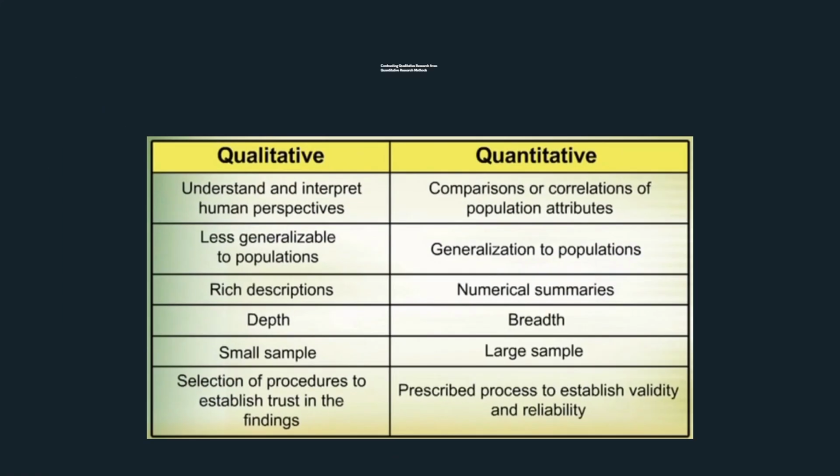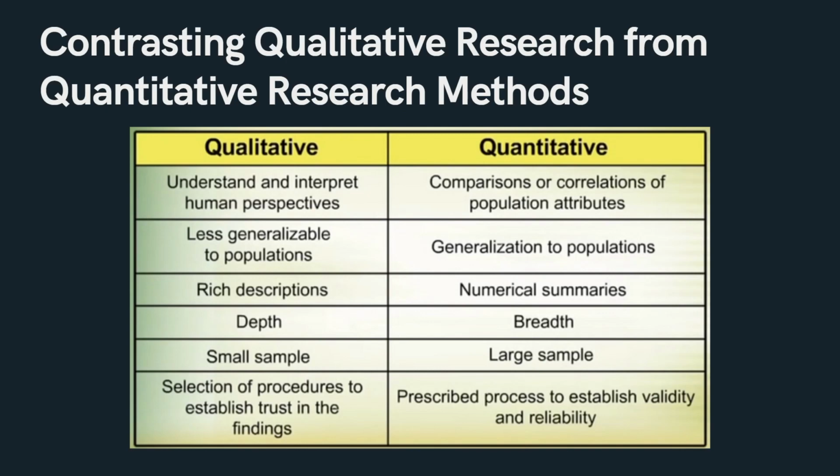Right, so if we contrast qualitative research from quantitative research methods, we're going to see here the general difference. In qualitative, we try to understand and interpret human perspective. So we look at how a person views reality itself. In quantitative, it's quite different because we compare or create correlations about a population's attributes. This is what we usually do, right? Quantitative is more positivist in approach. So we see that knowledge really exists external from human perspective. But in qualitative, we are very much concerned with how people interpret things, right?